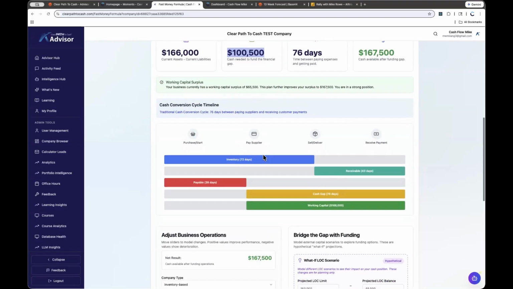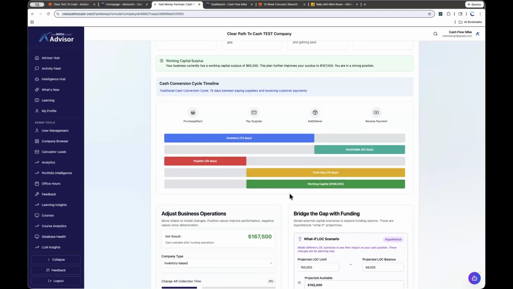And down below, it gives you a visual of that. This is called the fast money formula. It tells you how long inventory is sitting on the shelf, how long it takes you to get paid. At the same time, you're paying your bills. And the difference between you paying your bills and getting paid by your customers is called the financial gap or the cash gap. You need enough working capital to cover this many days of business, of selling, right?